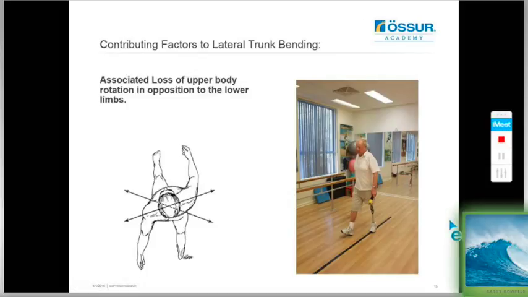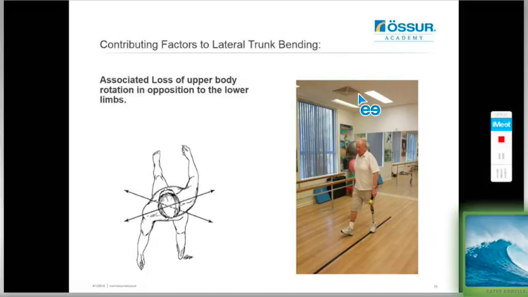Other factors contributing to lateral trunk bending in the amputee gait are an associated loss of upper body rotation in opposition to the lower limbs. Now just think back to the beginning of the webinar when you tried to weight bear on the left-hand side without shifting your pelvis. Your shoulders translated to the left as well without any rotation.